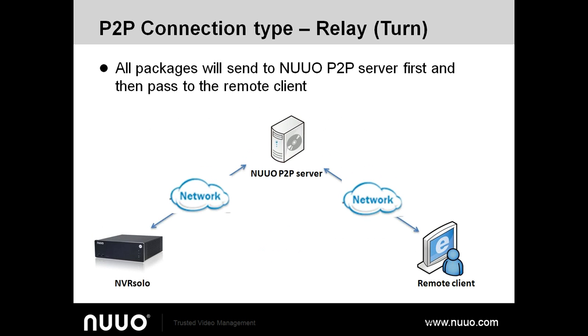If the user is in a complex network environment and the remote client cannot connect with NVR Solo directly, Easy NUUO will go to relay mode. In relay mode, both the remote client and NVR Solo will send the packets to the Easy NUUO server first, and then the Easy NUUO server will pass the packets to NVR Solo and the remote client. So relay mode is slower than non-relay mode because every packet must transfer via the Easy NUUO server.